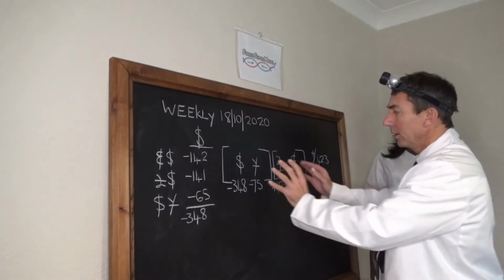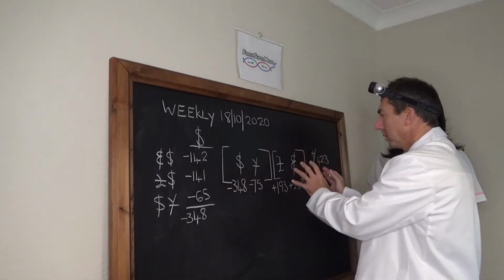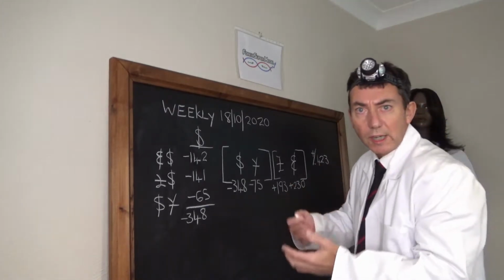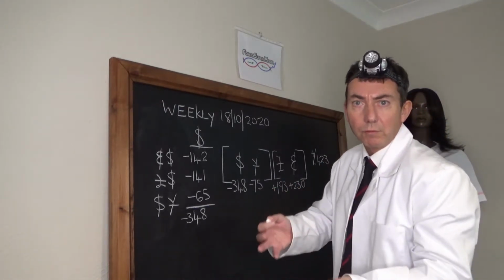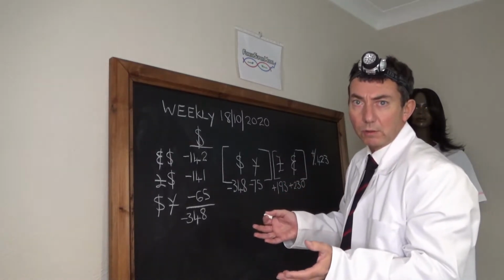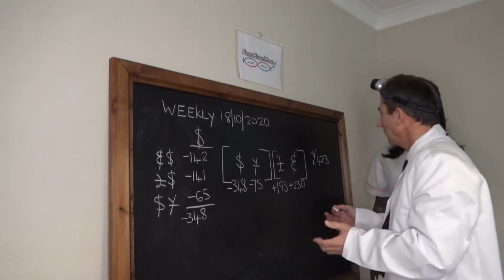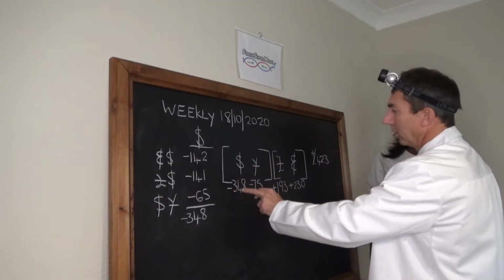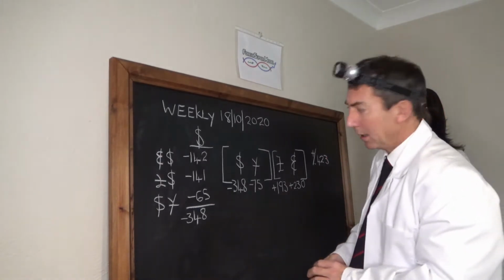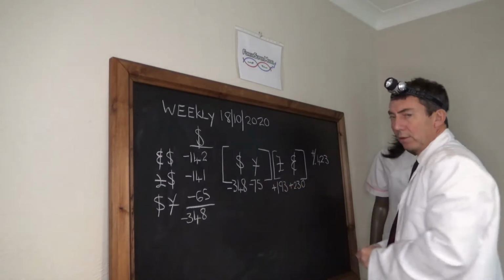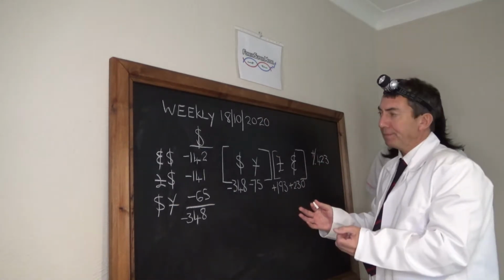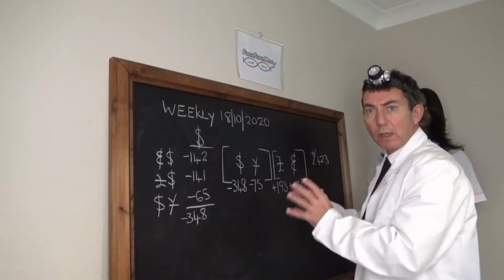Now, remember that the negative flows on this side must match the positive flows on this side, because they've just reversed out. What's come from somewhere has gone to somewhere else, because we've set up the model in that way. Now, the negative flows, 348 plus 75 come to 423. 193 plus 230 also comes to 423, so we know we're correct. So that's the first thing. So that's where we left it.